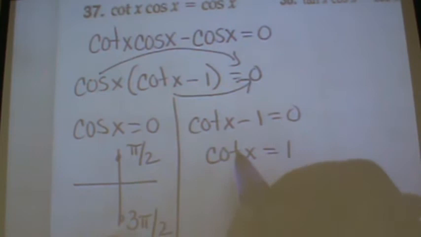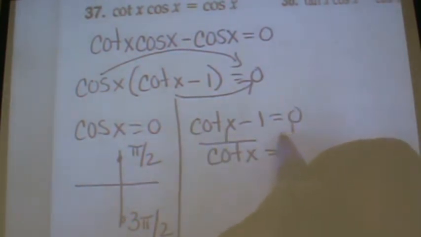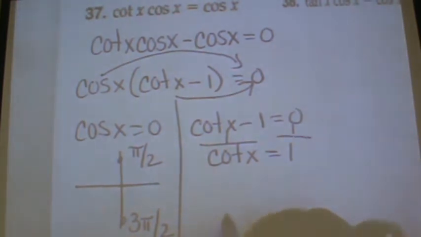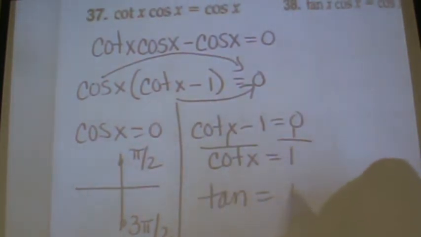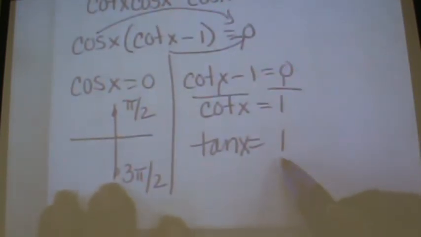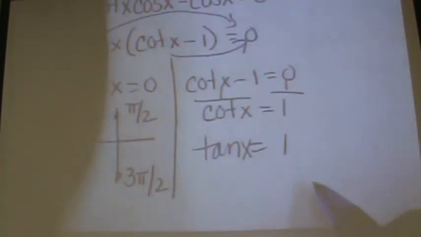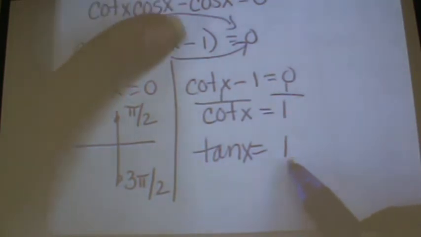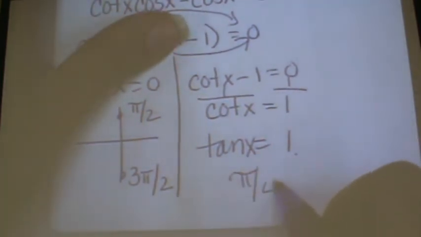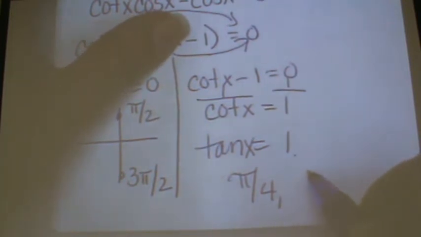And now, this one, you're going to add 1, and you're going to go, ew, cotangent. Let's do 1 over. What is another name for 1 over cotangent? And this is still 1. So what angle are you? Quickly. It's an easy one. You're 45. Pi over 4. Pi over 4, and where else? And 5 pi over 4. Yep.